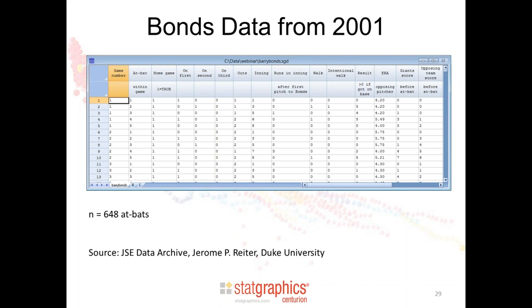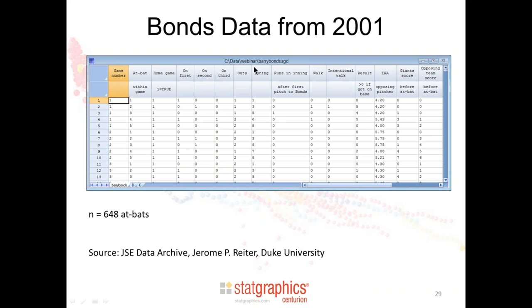In the data file, we know a lot about what was going on every time he came to bat. We know the game number. We know what at bat it was within the game. For example, in game number one, he came to bat five times. There's an indicator variable identifying whether or not it's a home game. A home game, that would be a game in San Francisco, will have a one, and if it was played anywhere else, it has a zero. We also have a set of indicator variables for whether there was a runner on first when Barry came to bat, whether there was a runner on second, and whether there was a runner on third.